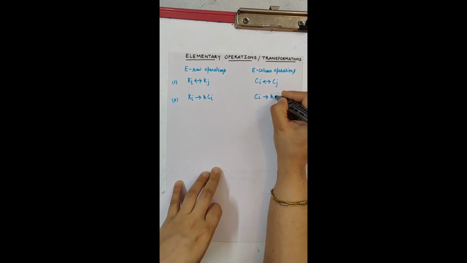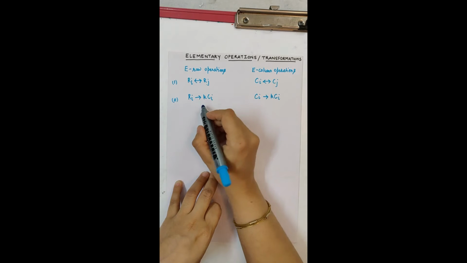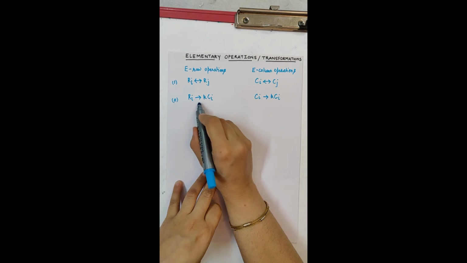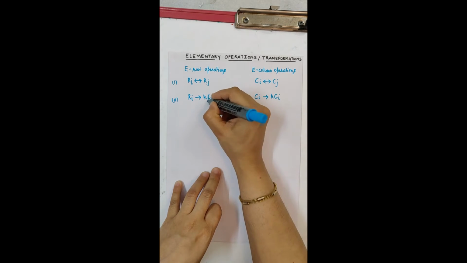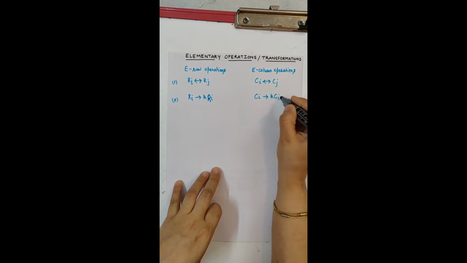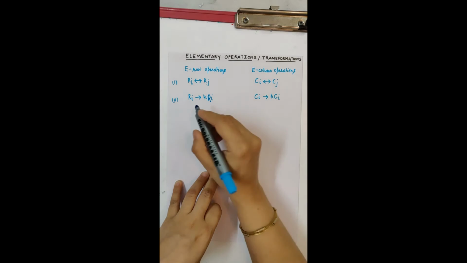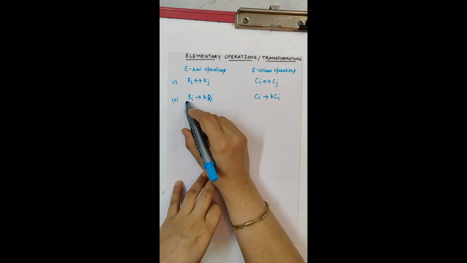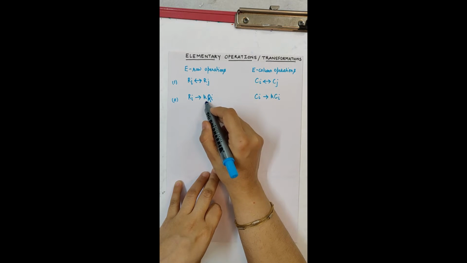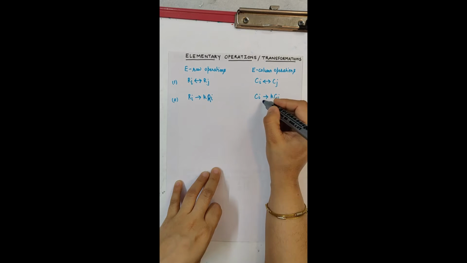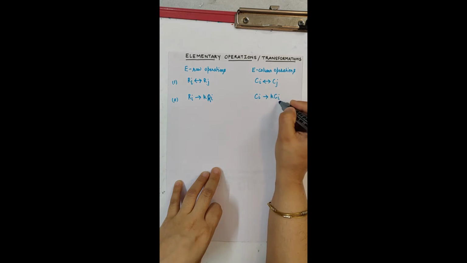So if k is any number or scalar, then I can apply the operation Ri goes to k times Ri and Ci goes to k times Ci, which means that each element of the ith row is getting multiplied with the number k, or each element of the ith column is getting multiplied with the number k.